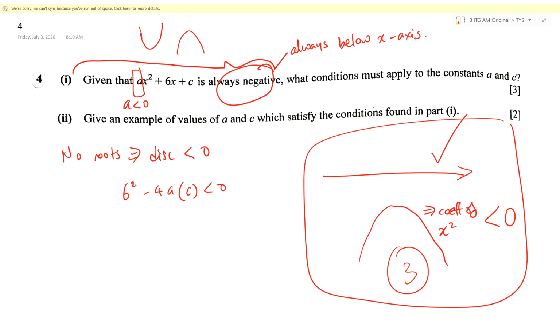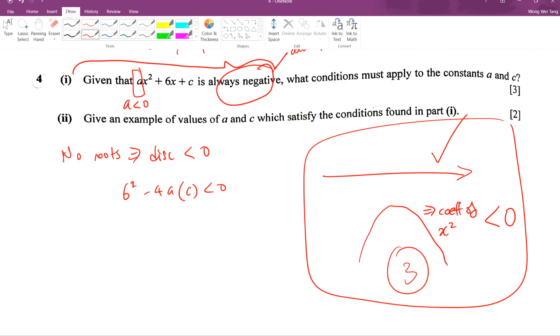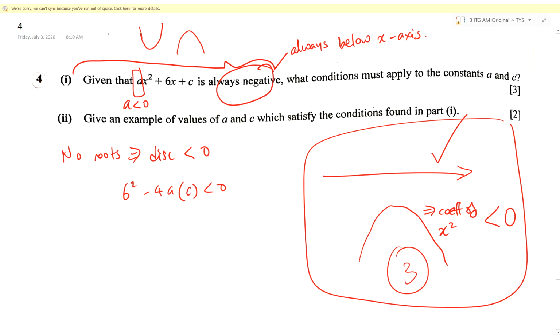After you work all this out, you are able to give suggestions for values of a and of c. Okay, this one is more open for part 2. But this is the approach. Now, I'm going to change the question. Okay, I'm going to change the color to blue. Now it is always positive.